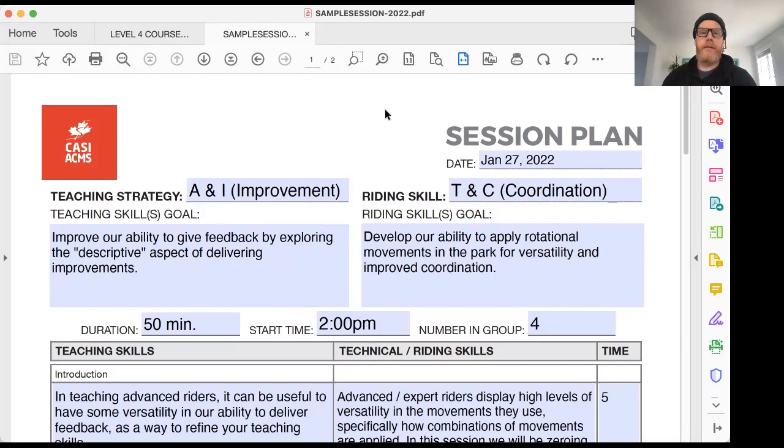So good luck. That's the three parts of the level 4 evaluation process: the riding, the teaching, and the instructor training. And if you're coming to the exams this spring, hopefully you've been doing your training. Good luck during the 3 days or the 4 days that you're there for the exam, and hopefully everything works out well for you.